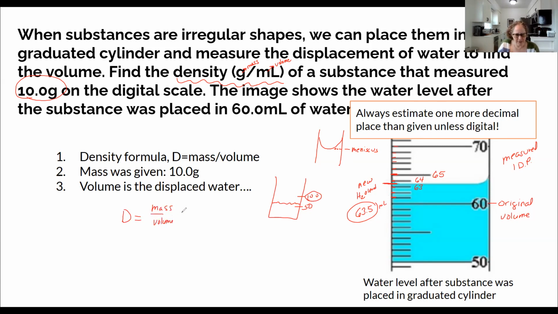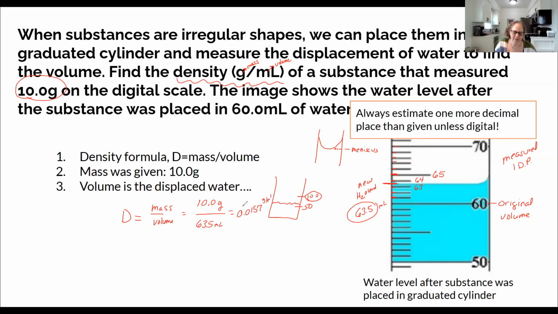So after we did all that, we still got to come back and solve the problem. Always make sure you're answering the question they ask, because they can give you two-parters in these SOLs. My mass is 10.0 grams. My volume is 63.5 milliliters. So 10 divided by 63.5 gives me 0.0157 for my grams per milliliter.